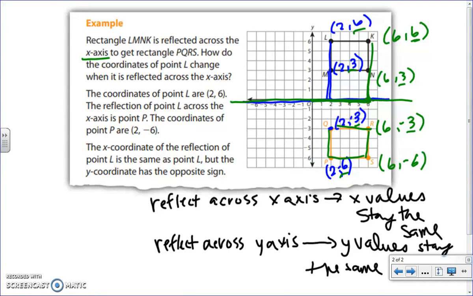So it says the coordinates of point L are 2, 6. The reflection would be 2, negative 6. The x-coordinate of the reflection of point L is the same as point L, but the y-coordinate is the opposite sign. So that's pretty much summed up with these two statements. If you're reflecting over the x-axis, x stays the same. If reflecting over the y-axis, y would stay the same. And that's pretty much it for today.